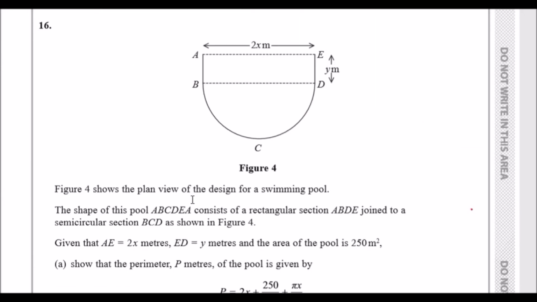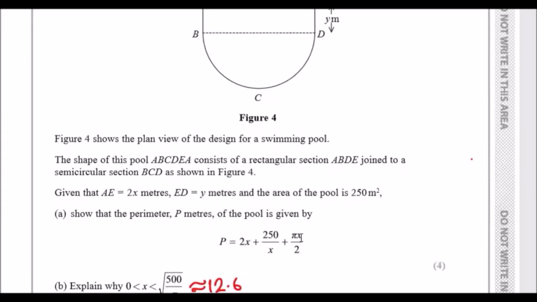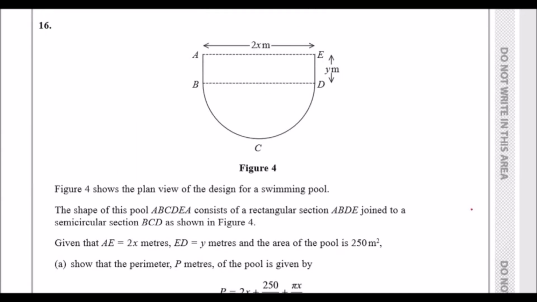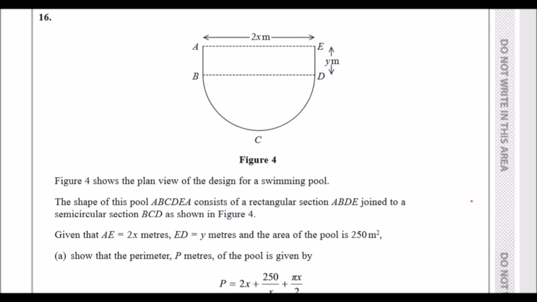Number 16. Figure 4 shows the plan view of the design for a swimming pool. Interesting. The shape of this pool, ABCDEA, so the whole thing, consists of a rectangular section, which is the top half, joined to a semicircle section on the bottom half. Given that AE is 2x and ED is y, and that the area, both of these combined, equals 250 meters squared, show that the perimeter P meters of the pool is given by this equation here. So a few things to do. I'm going to try and get this all in the screen.